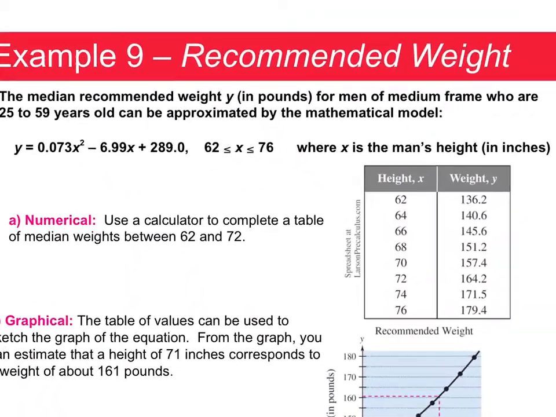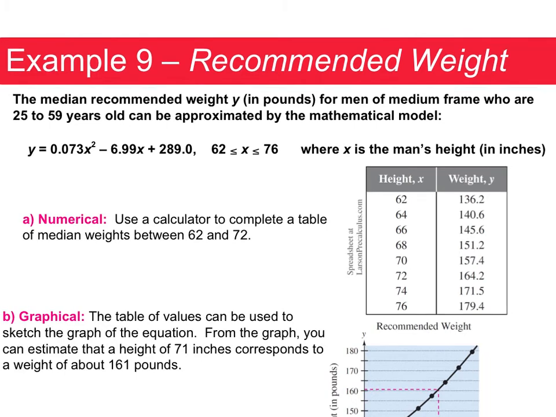So we're given this situation where a median recommended weight, Y, in pounds for men of medium frame who are 25 to 59 years old can be approximated by this mathematical model. And so here's what we're focused in on. We have this equation here for Y equals, so that'll help us with our algebraic part.